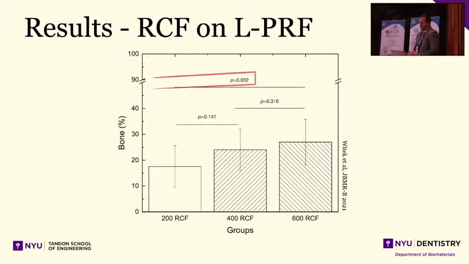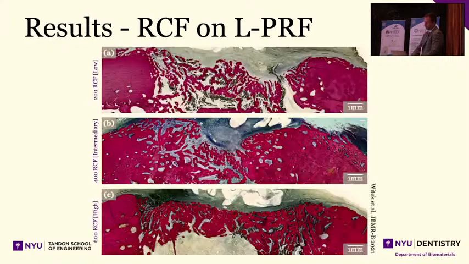When we evaluated these volumes of bone regeneration, once again, the 600 RCF yielded the highest results with the most bone regeneration, but both outperformed the 200 RCF. So these higher RCF yielded not only larger membranes, but also more bone regeneration with the PLGA.